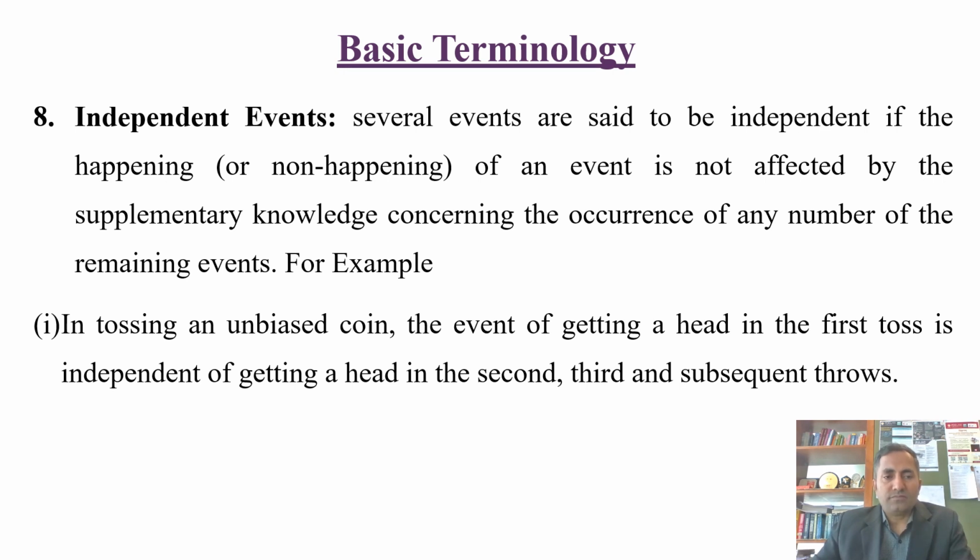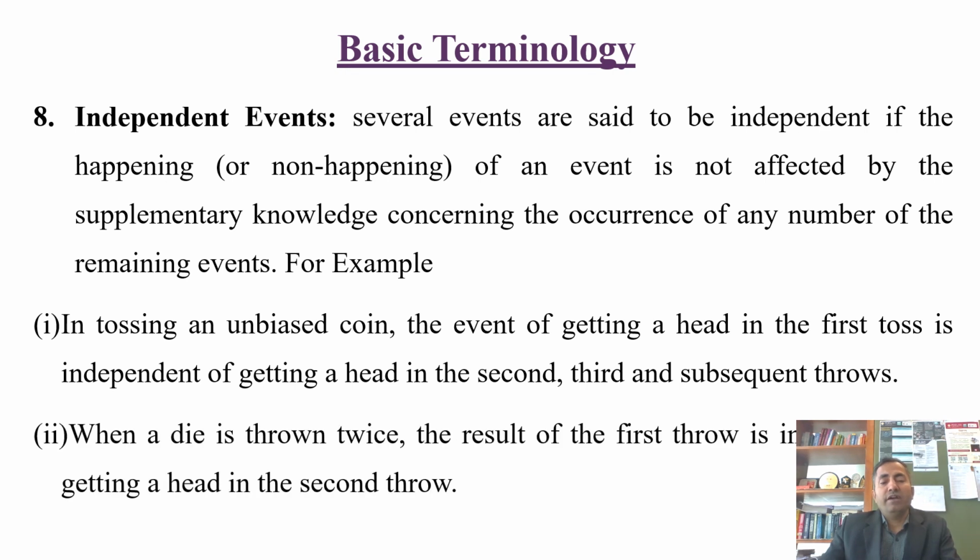Suppose tossing an unbiased coin. Whenever we say coin, consider it is unbiased. Tossing an unbiased coin, the event of getting a head in the first toss is independent of getting a head in the second, third, or any other subsequent throws. So this is a very good example of independent events. When a die is thrown twice, the result of the first throw is independent of the second throw. Similarly, the possibility of one student qualifying the examination is independent of the others also.